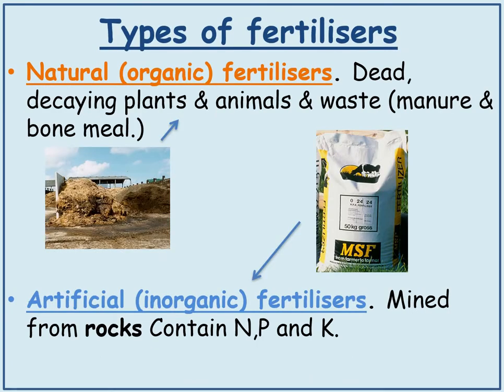There are two different types of fertilizers. Natural or organic fertilizers could be things like dead, decaying plants and animals and their waste. Manure and bone meal are examples. Artificial or inorganic fertilizers are mined from rocks and they contain nitrogen, phosphorus and potassium.